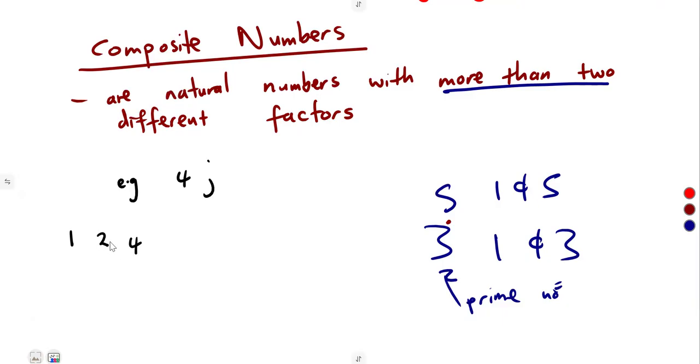So you cannot write 2 and a 2, just write 2. So 1 times 4, that's a 4. 2 times 2, it's a 4. So these are factors of 4, more than two different factors. 1 is a factor, 2 is a factor, so that is 3 factors. So it's more than 2. It's a composite. 6, we cannot take 5 because there is 1 and 5, only 2 factors. This one is under prime.